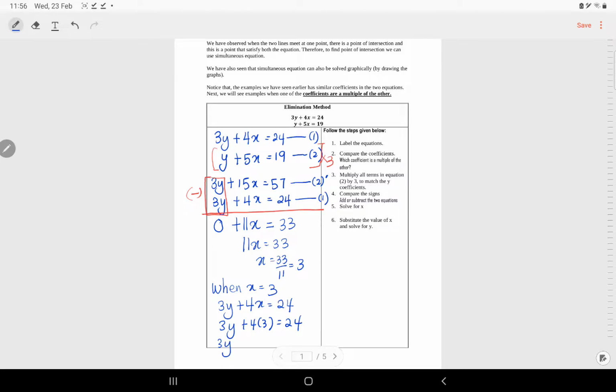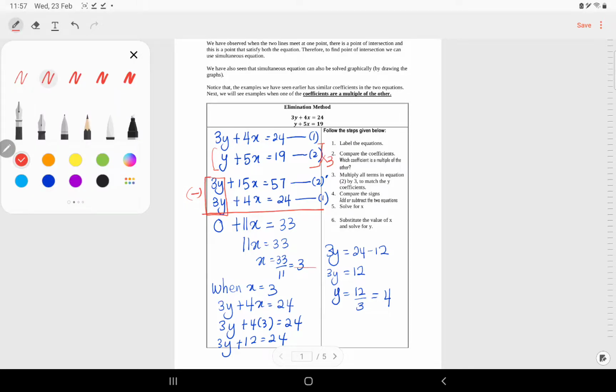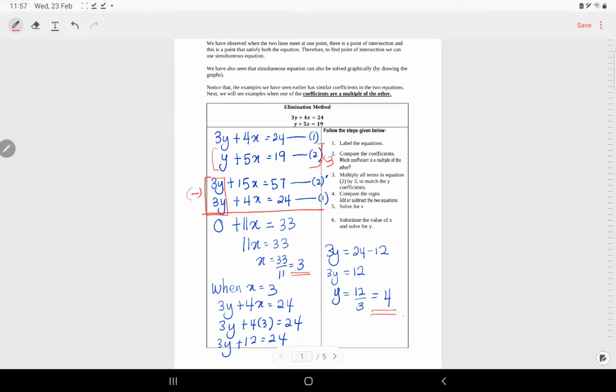So 3y plus 12 equals 24. I'm going to squeeze that in here. 3y equals 24 minus 12. So 3y equals 12. Therefore, y equals 12 over 3. So y equals 4. So there you go. We have x equals 3, y equals 4.